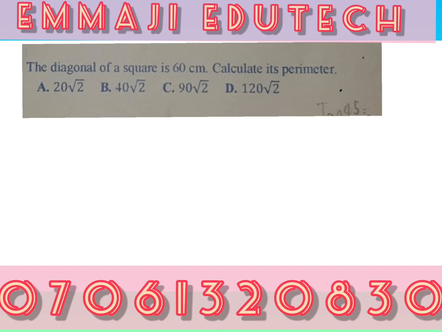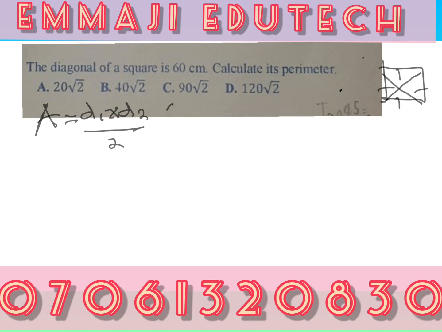Now, the question states: the diagonal of a square is 60 cm. Calculate its perimeter. In my previous class, when I touched on the area of a square using its diagonals, I gave you the formula: area equals diagonal 1 times diagonal 2, all over 2. And we are told in this question that our diagonal is 60 cm, knowing that if you have a square like this, the diagonals are always the same.